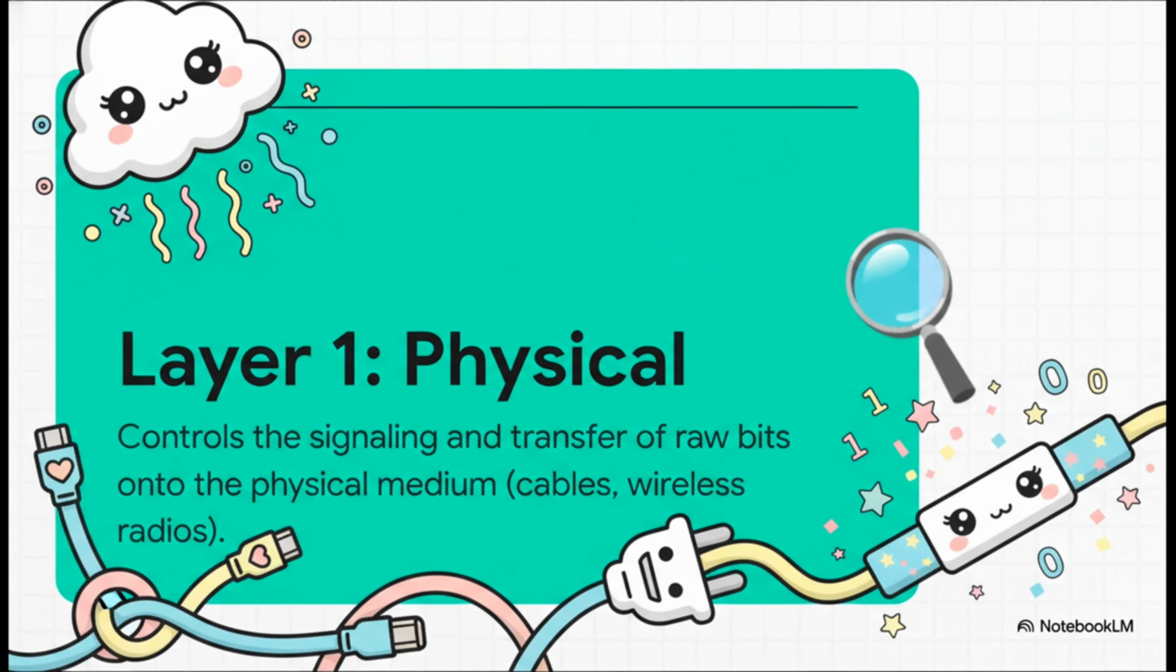And finally, we've hit rock bottom. Layer 1, the physical layer. This is where it all gets real. This layer is the actual hardware. The Ethernet cables, the fiber optic lines, the Wi-Fi antennas. Its job is to take all that neatly organized data and just turn it into raw bits, ones and zeros, and blast them out as electrical signals, pulses of light, or radio waves.